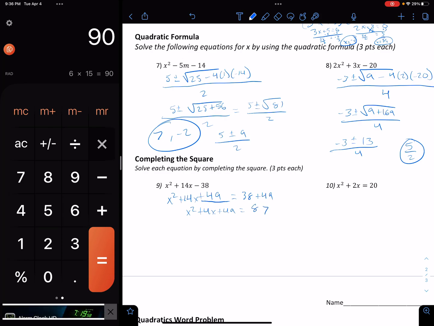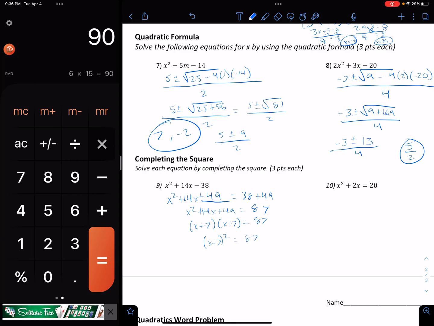Okay, then I factor this. This is x plus 7 and x plus 7. Because 7 times 7 is 49. 7 plus 7 is 14. Okay, then I have x plus 7 squared equals 87.